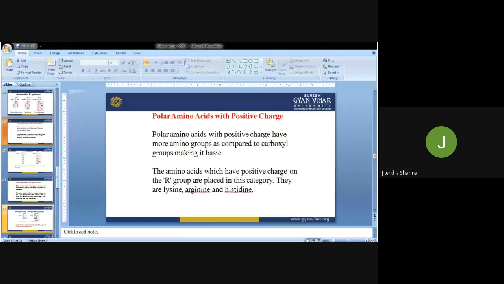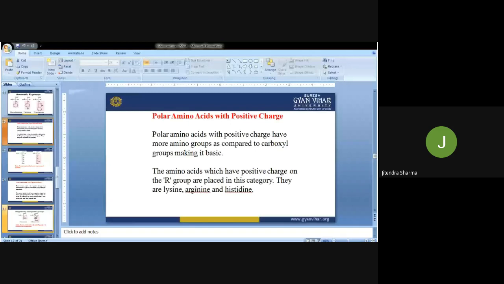Polar amino acids with positive charge. Now we'll see the polar amino acids that have a positive charge. Polar amino acids with positive charge have more amino groups as compared to carboxyl groups, making them basic. The amino acids that have a positive charge on the R group are placed in this category, and they are lysine, arginine, and histidine.